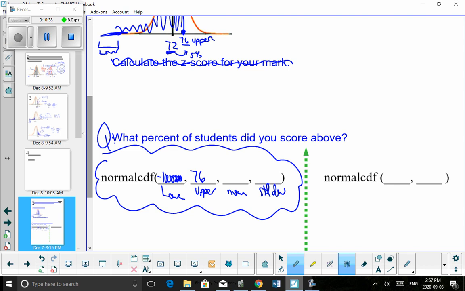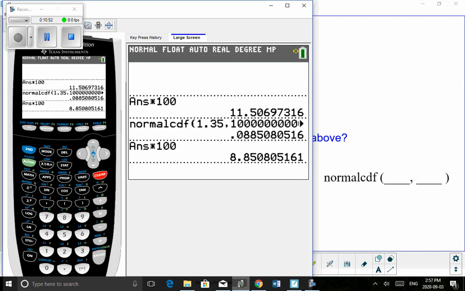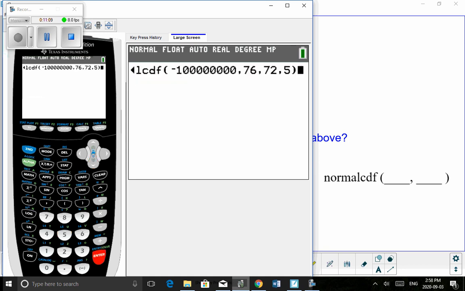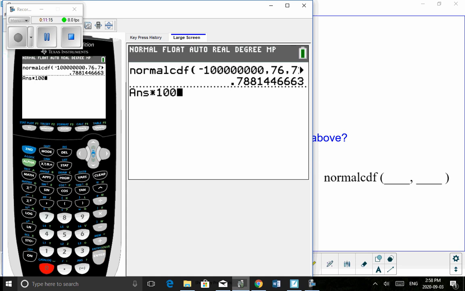Now for the mean, remember your calculator is set to 0 and 1, but the mean now is not 0 and 1, it's 72 and 5. So now we're actually going to plug in those numbers as well. Second vars, number 2. So -1 followed by a whole bunch of zeros, 76 was your score, the average was 72, and the standard deviation is 5. You go to paste, and you hit enter. Times that by 100. So the percent is 78.8%.